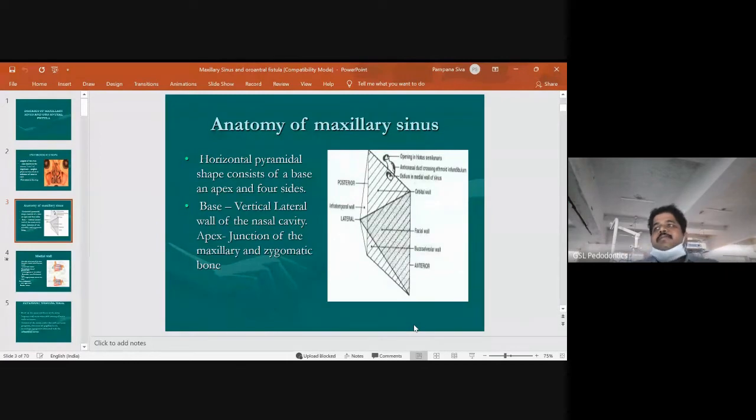So when you imagine this diagram in a three-dimensional way, the apex will be pointed at your zygomatico-maxillary buttress, and the base is formed by the lateral wall of the nose. So it's a horizontal pyramid consisting of a base, an apex and four sides. The base is the vertical lateral wall of the nasal cavity, and the apex is the junction of the maxillary and zygomatic bone. These two are very important because when you expose the maxillary bone, the wall you are seeing is nothing but the facial wall, whereas you don't see any apex there.